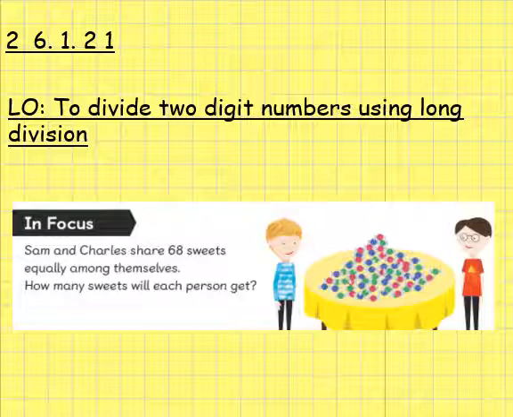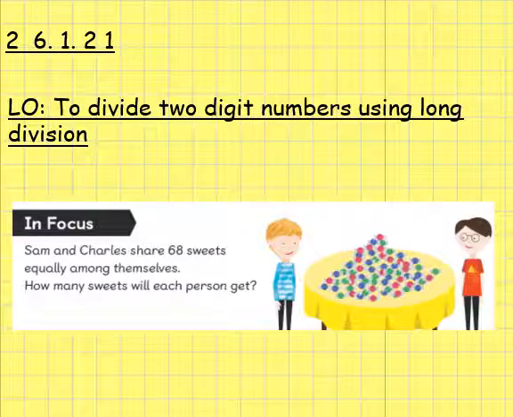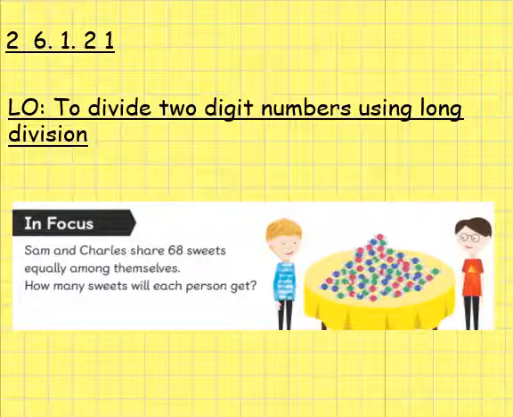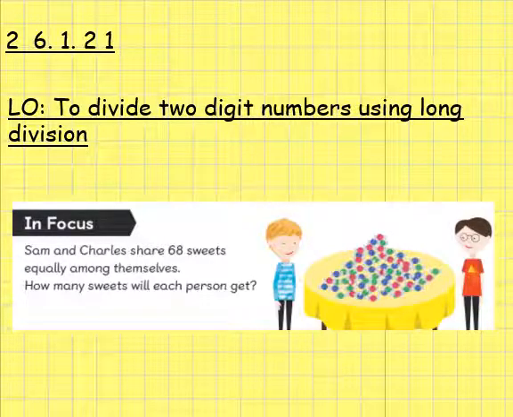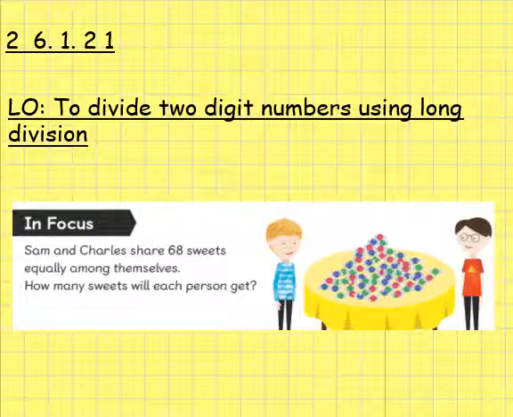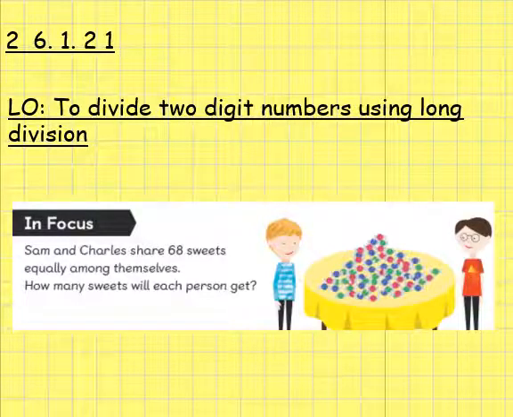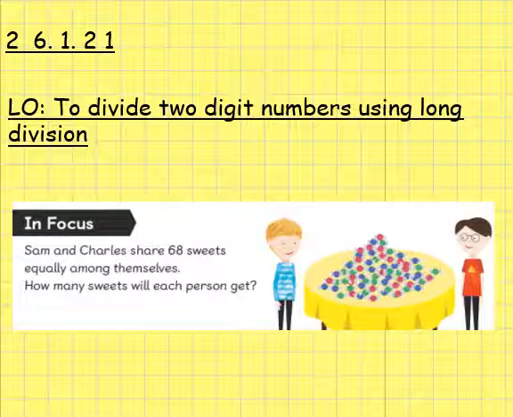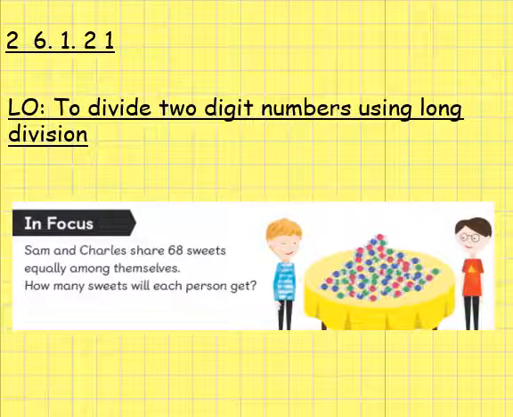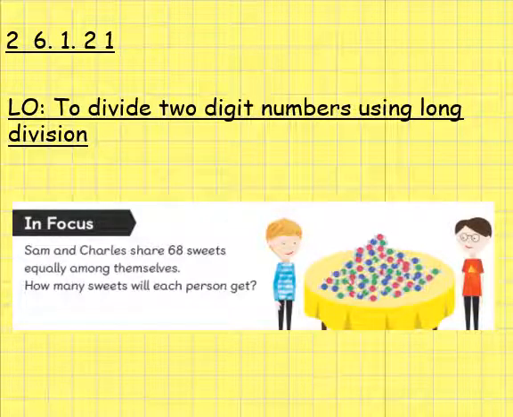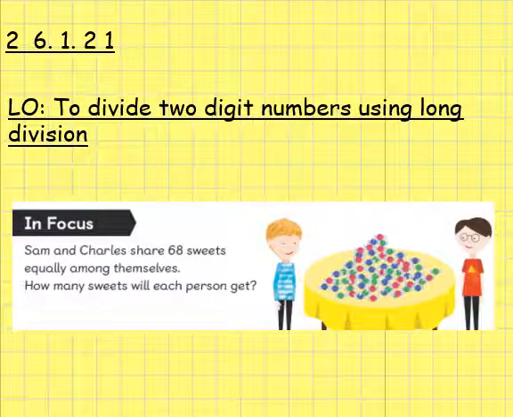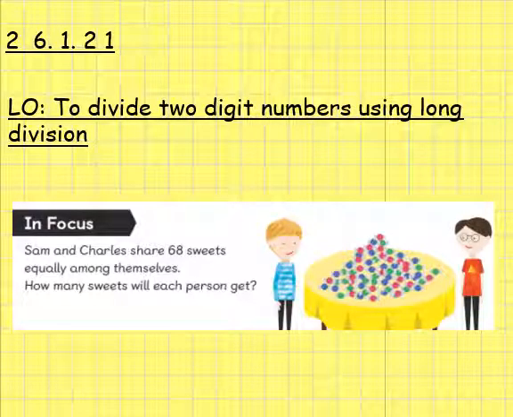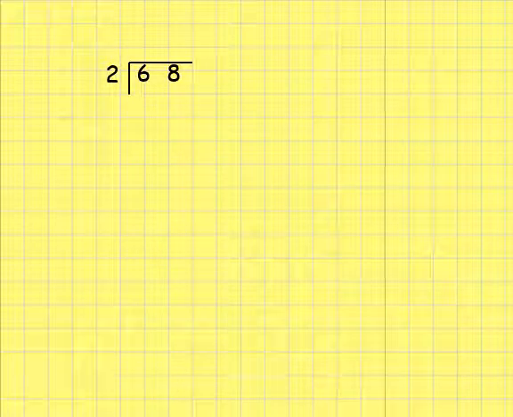Our in focus question then is that Sam and Charles share 68 sweets equally among themselves. How many sweets will each person get? So I want you to pause the video and see if you can answer that question using that long division method, just to have a quick practice with it. Let's have a look and see if you got the same answer that I'm going to get.